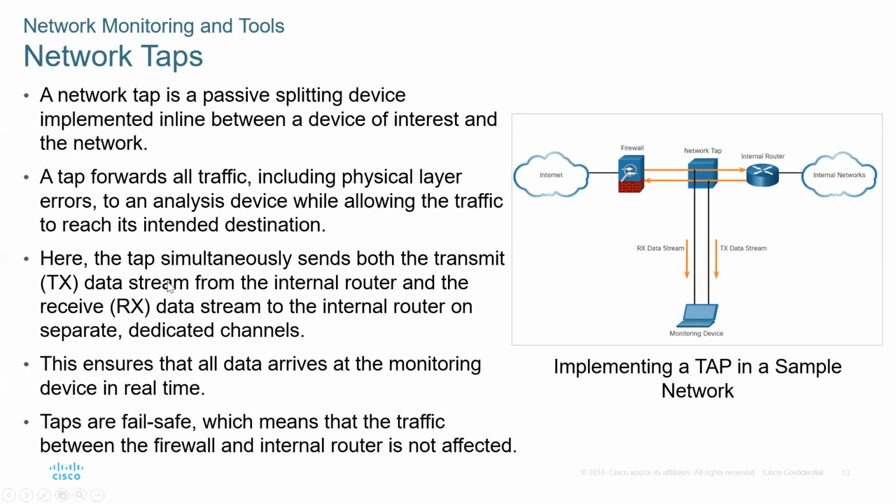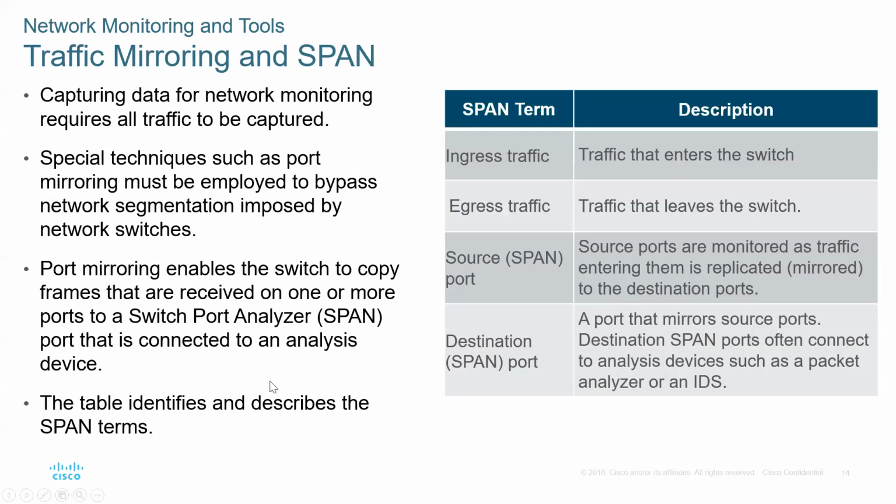You have the transmit, which is often referred to as TX, and then the receive line, which is RX. This ensures that all data will arrive on the monitoring device in real time, and taps are fail-safe. That means that the traffic between the firewall and the router is not affected. There are other ways to do it, which would affect traffic.